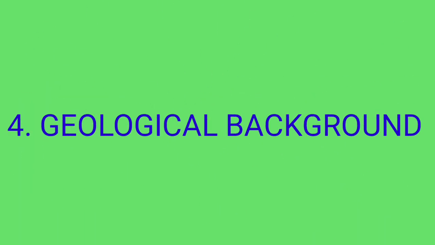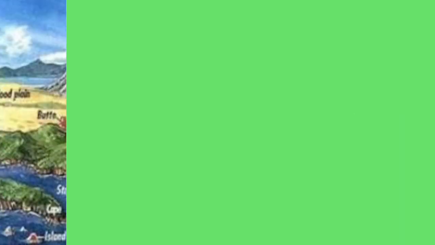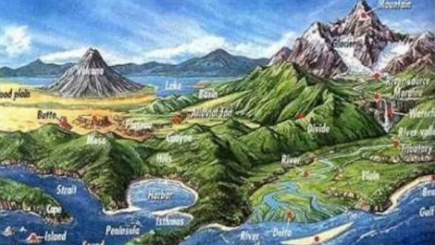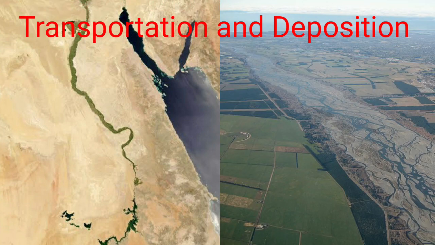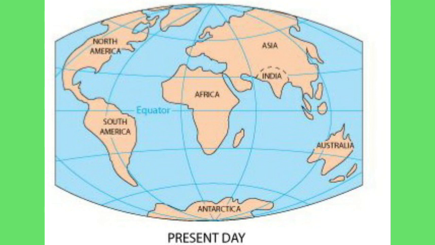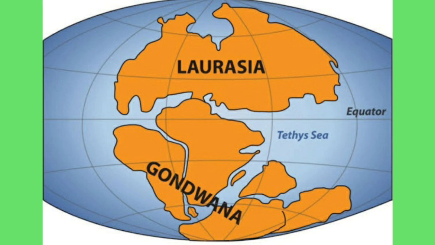In this session, our last topic is the geological background of India. Present landforms of the Earth were formed by several processes like weathering, erosion, transportation, and deposition over millions of years. Present world landforms originated from two giant lands. They are Angara land or Laurasia land and Gondwana land. Our Indian landmass was part of Gondwana land.